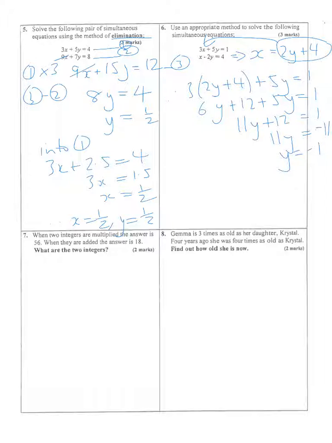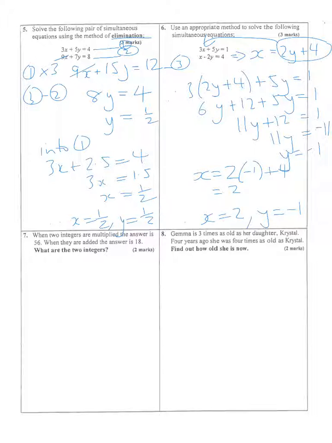Now sub that back into the easiest equation there is, first, second or the third that you made, which is already x equals. So x equals 2 times negative 1 plus 4, which is equal negative 2 plus 4 is 2. So therefore, x equals 2, y equals negative 1.